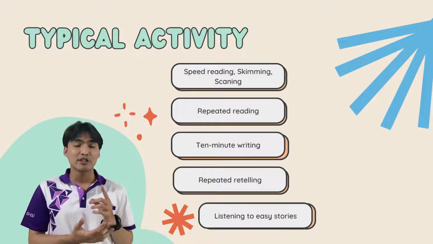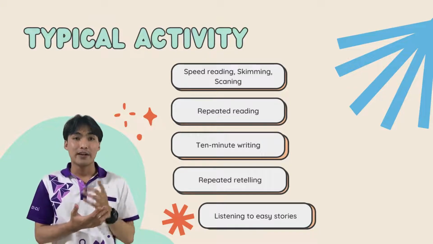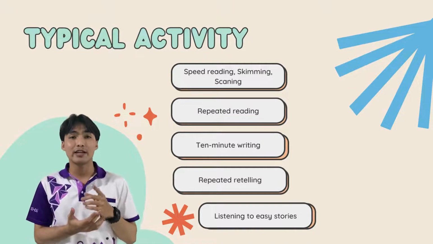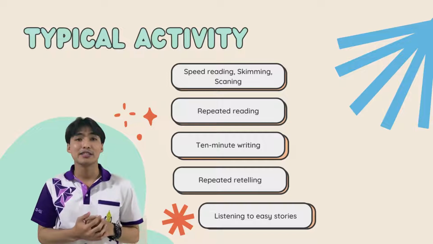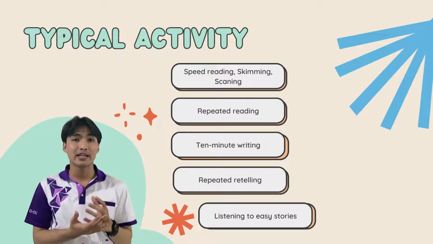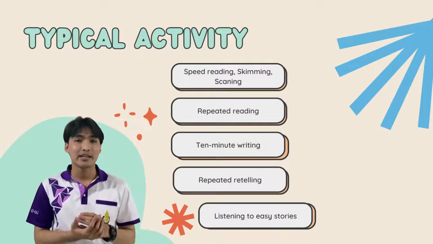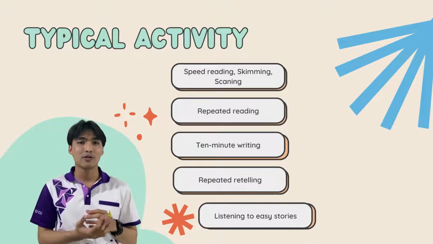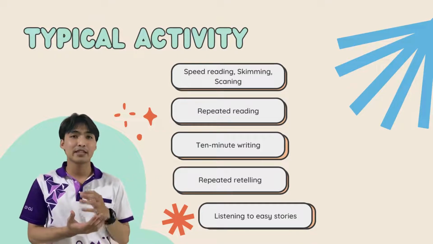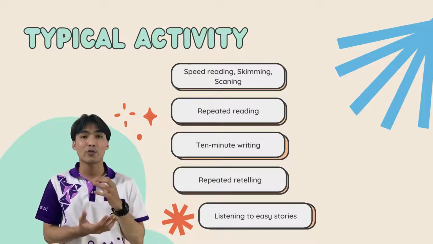Speed reading is just about reading fast, but reading fast with accuracy. And skimming is about quickly reading the text to get the main idea. And scanning is about searching the text for specific information to get the answer to a question.